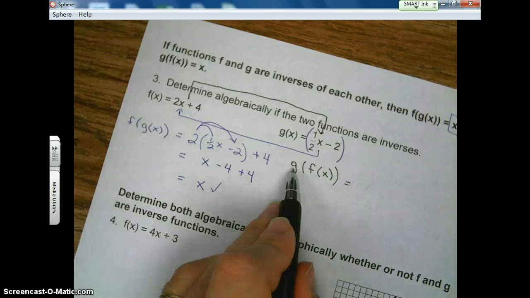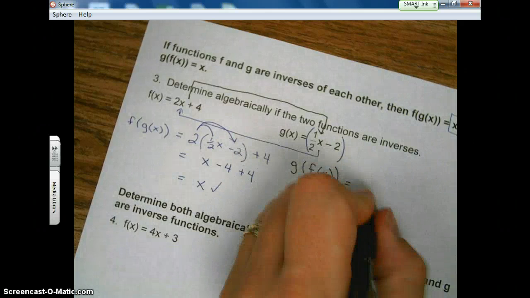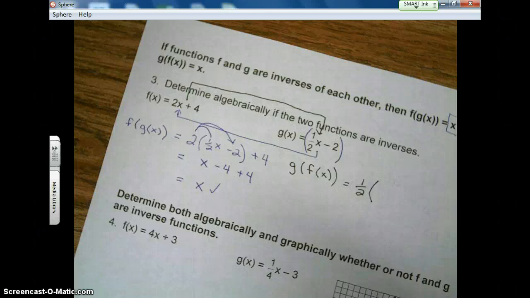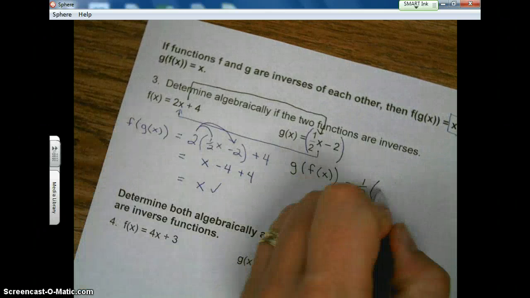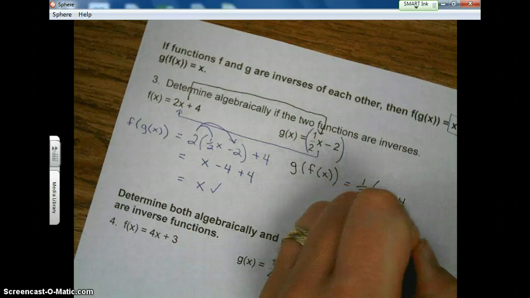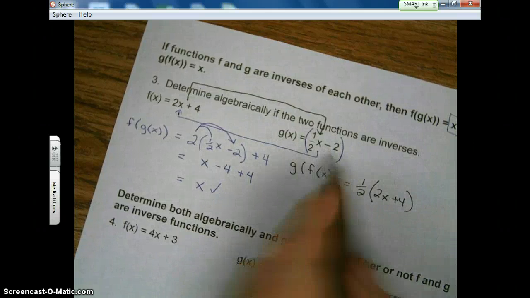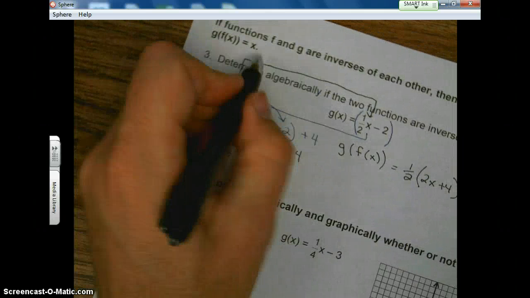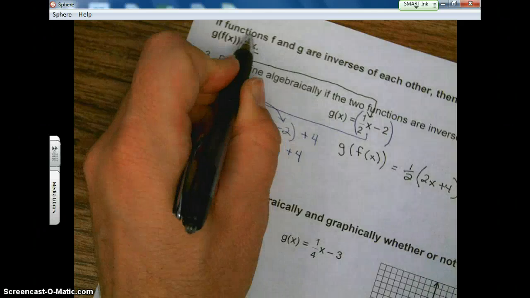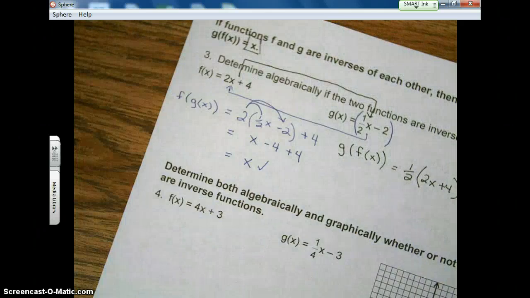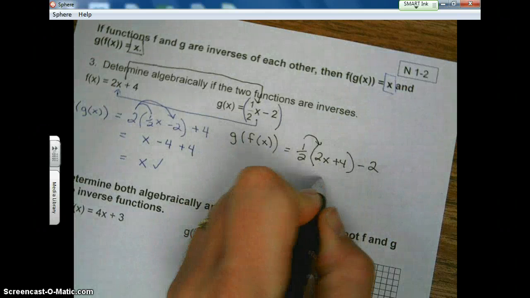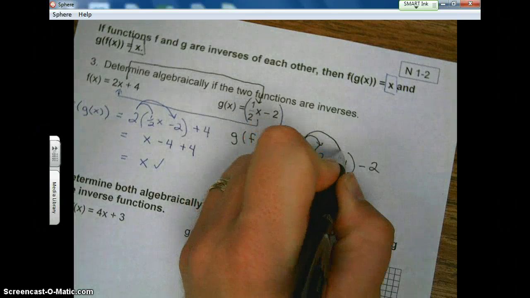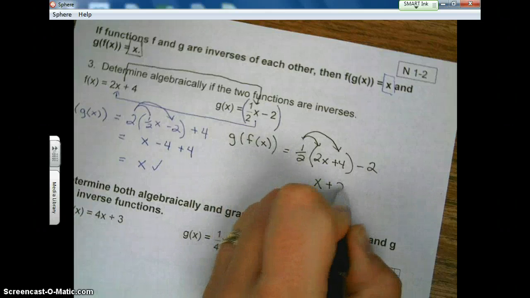Okay, so we're going to start with g. So 1/2. Okay, x is going to be 2x plus 4. And then the rest of the function is minus 2. Now what do we want the outcome to be? We want the outcome to be x. Alright, so distributing, that's going to give us 1x. Multiply again, that's going to give us 2.